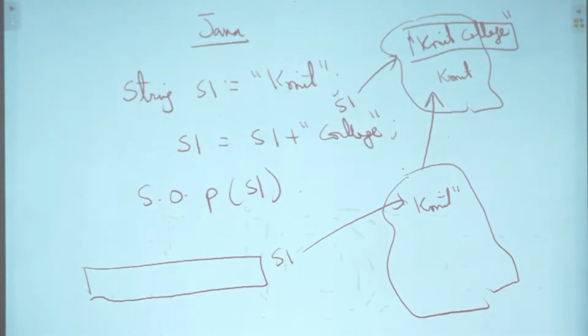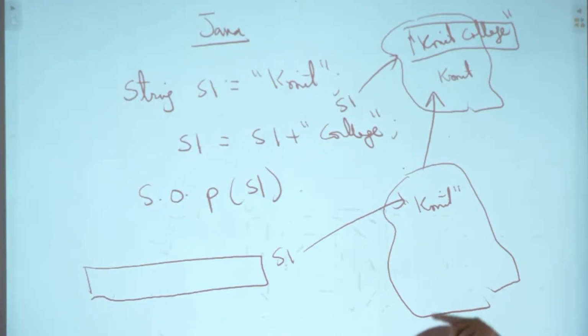A string was created on the heap, and S1 was referring to it. When I said S1 is equal to S1 plus college, what happened? Yet another string got created on the heap, and now that S1 which was earlier pointing to KMIT is now pointing to KMIT college. Now what you should wonder about is what happened to that old KMIT string that remained on the heap.